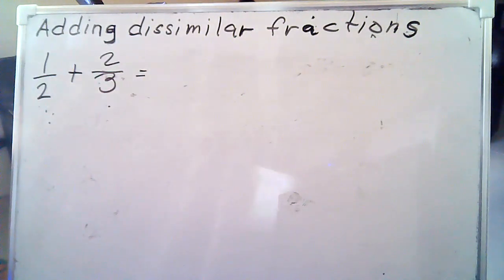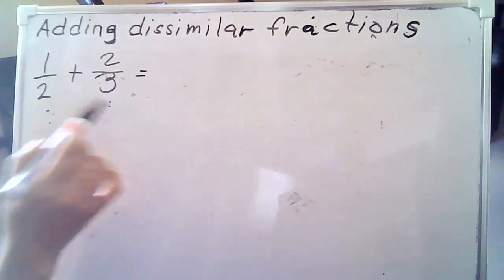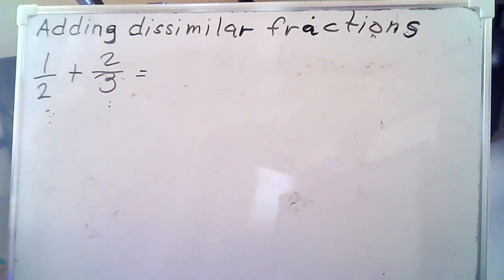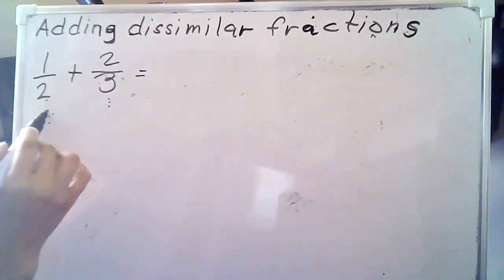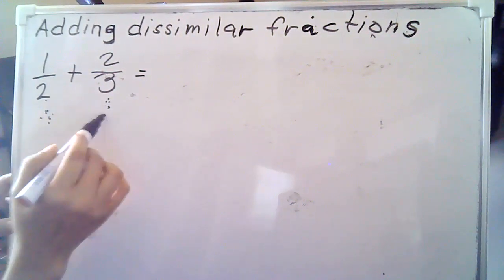In this video, I'm going to teach you how to add dissimilar fractions. Now, this is called dissimilar fractions kasi nga magkaiba sila ng denominators. So, to add dissimilar fractions is to first change the fractions by getting their LCD or least common denominator. So, find their common denominator.